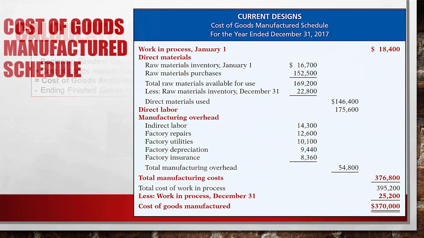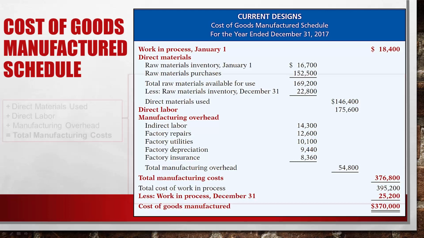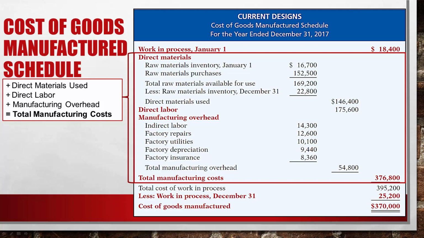So now let's look at how we actually get that cost of goods manufactured number. This is a cost of goods manufactured schedule. It's often shown as a separate schedule, but it could be incorporated into a multi-step income statement. So our cost of goods manufactured schedule in the middle here is calculating our total manufacturing costs. Those are our current period costs for creating the products. And so those include the direct materials used, the direct labor, and the manufacturing overhead for the period.